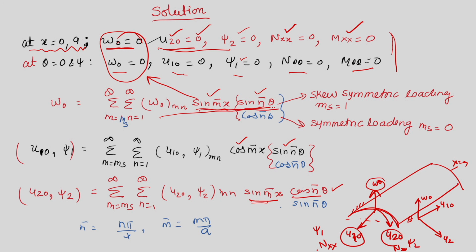So, when a cylinder is subjected to skew symmetric loading, then the solution is expressed like this, and ms is 1 here. If the cylinder has symmetric loading, meaning that around the theta the loading is symmetric, then the solution will be assumed sine and cos.